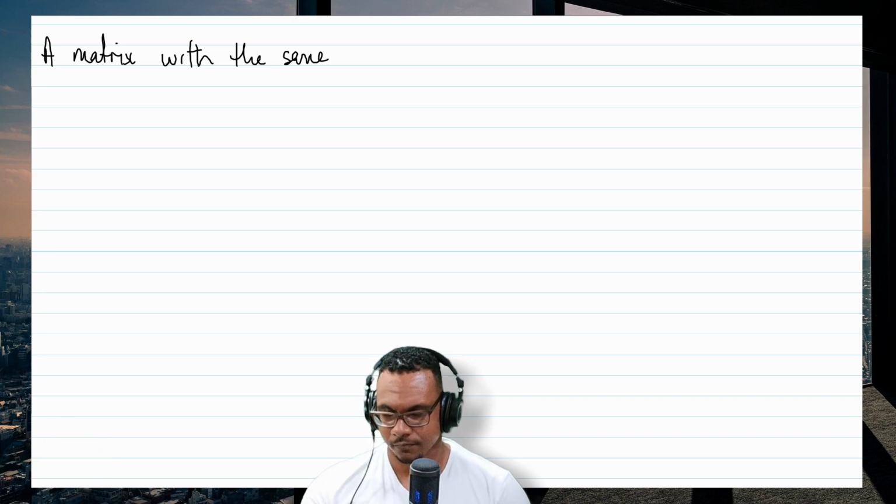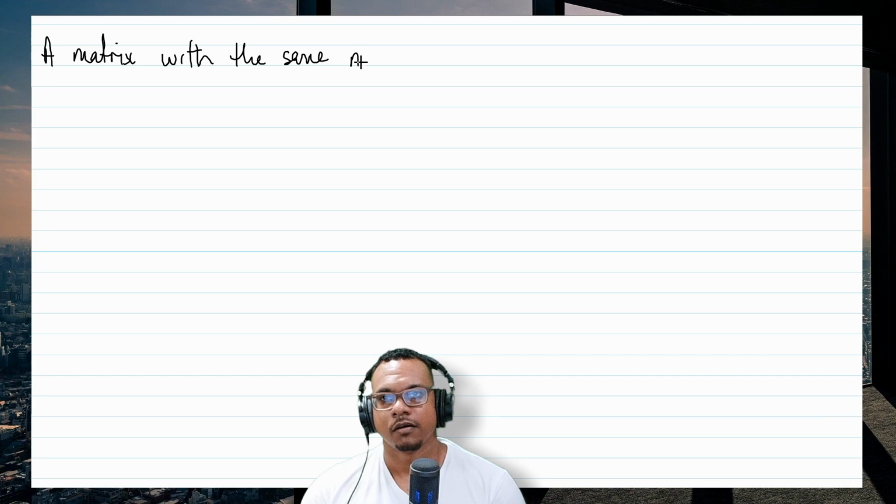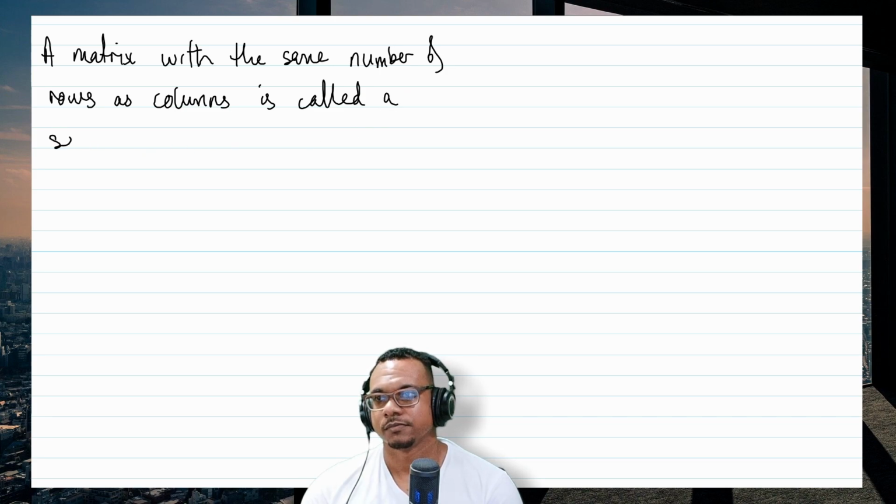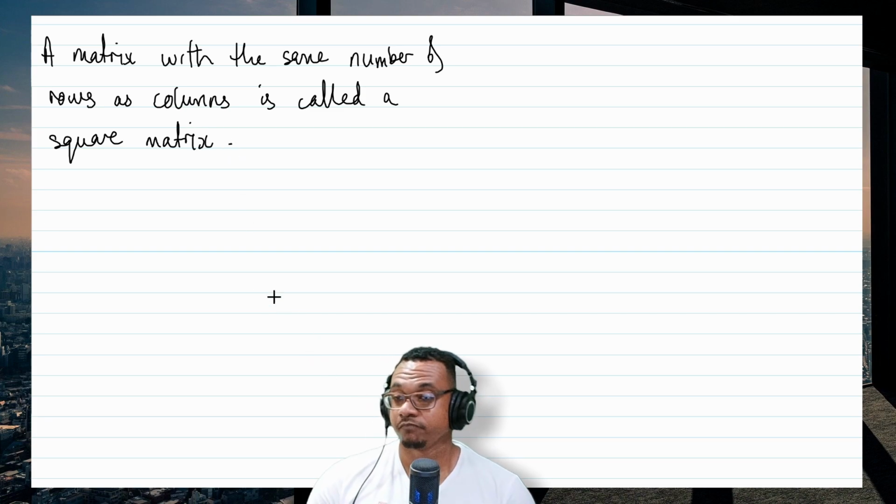A matrix with the same number of rows as columns is called a square matrix.